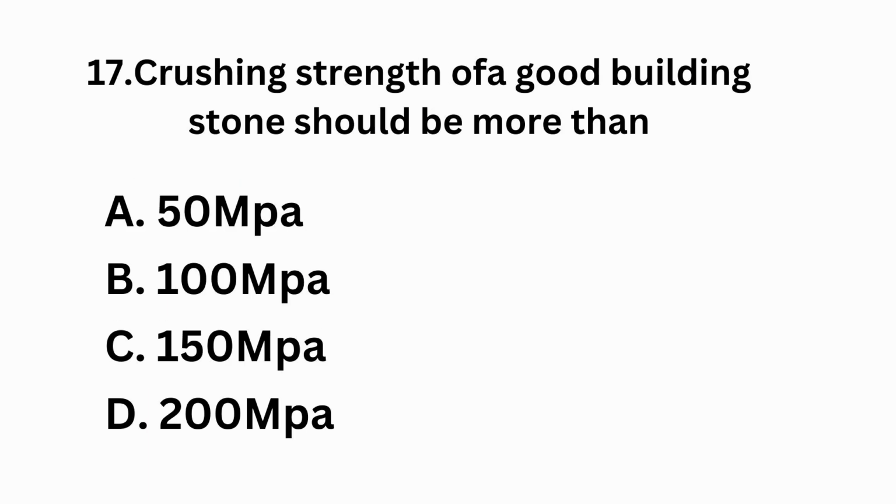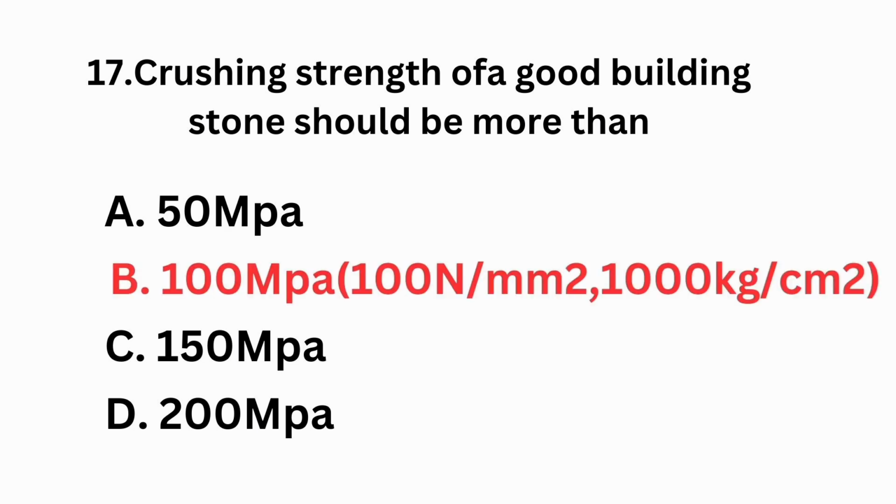Crushing strength of a good building stone should be more than A. 50 MPa, B. 100 MPa, C. 150 MPa, and D. 200 MPa. The right answer is 100 MPa, or 100 Newton per millimeter square, or 1000 kg per centimeter square. The crushing strength of a stone depends upon its texture, structure, and mineral composition.